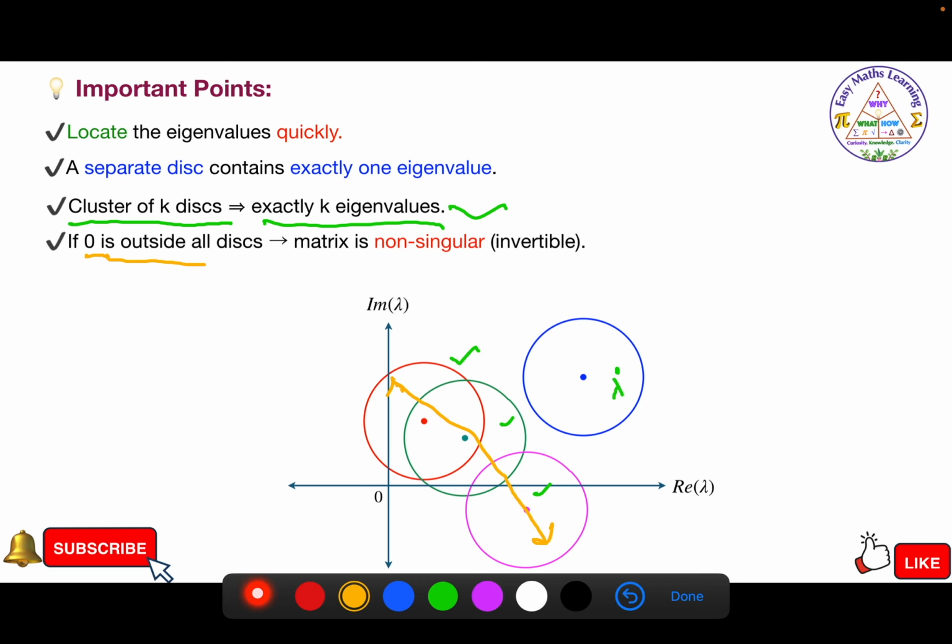Next point is if 0 is outside all disks, then the matrix is non-singular or invertible. You can see here this is the 0 and this 0 is outside all disks. So definitely these disks we are getting correspond to some matrix and that matrix will be non-singular.